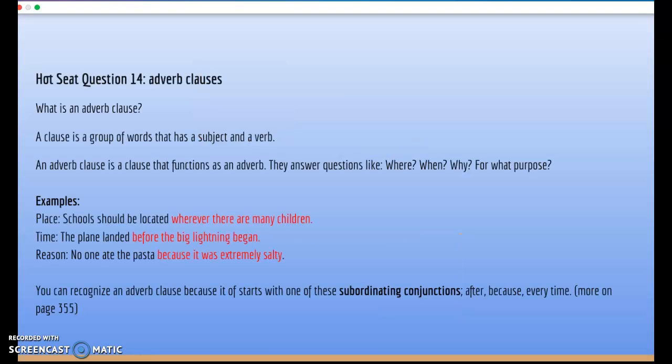Question 14, what is an adverb clause? An adverb clause is a group of words that function as an adverb. They answer questions like where, when, why, and it might be a good idea to look on page 355 because there is a list of subordinating conjunctions, and these words are helpful because they are an indication that an adverb clause is coming up. So you could recognize them by words like after, because, every time.